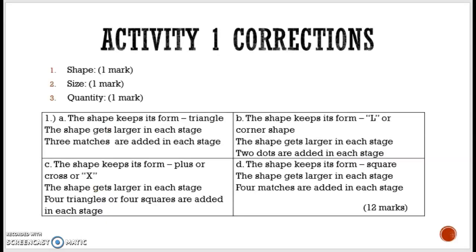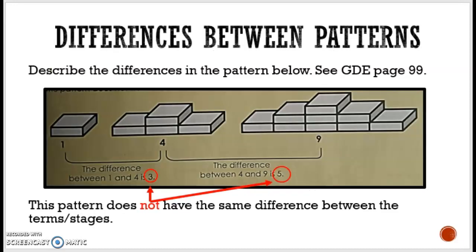There are your corrections for activity 1. Please give yourself a mark out of 12. The next thing we're going to be looking at is differences between patterns. Now, it says, describe the differences in the pattern below. I'm on page 99 of your GDE book.